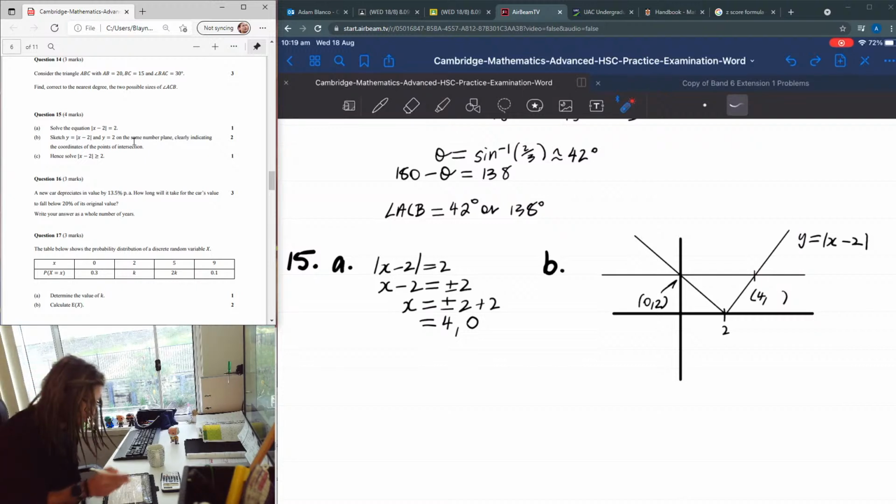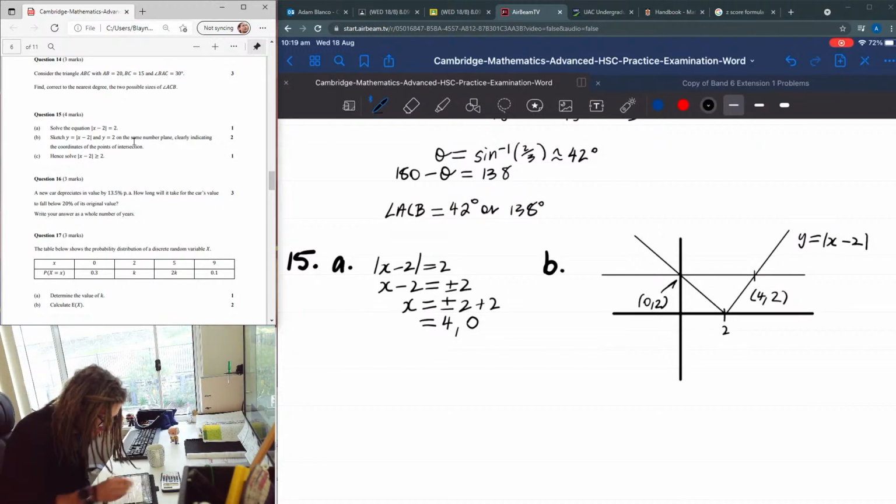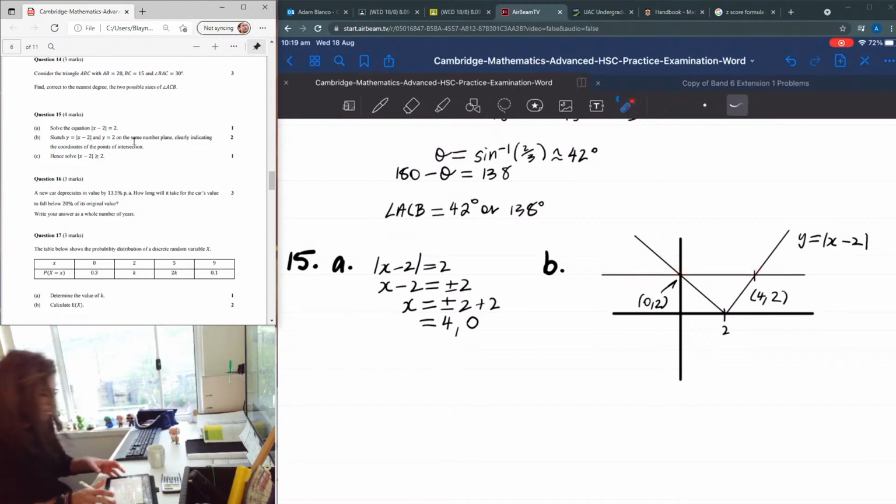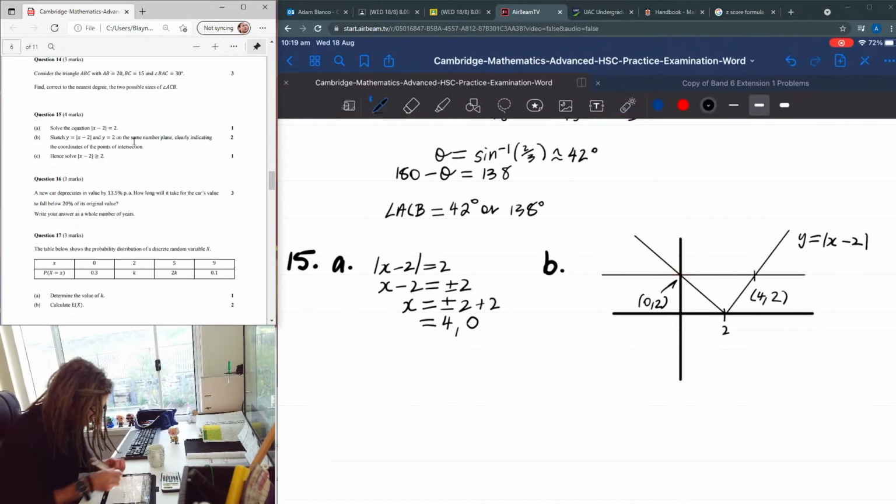Oh, the y value is 2. Of course, 2 makes complete sense because it's there. Okay, 3, sadly. Hence, solve x minus 2. Okay, I'm going to do some blue. Is x minus 2 greater than or equal to 2?